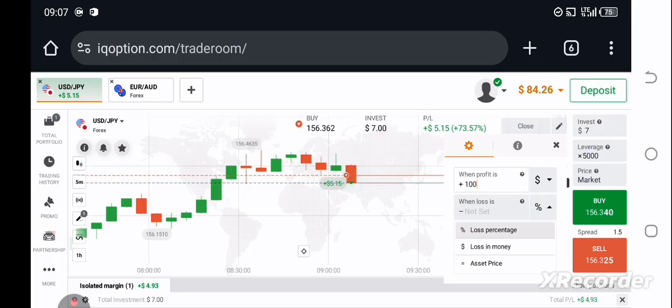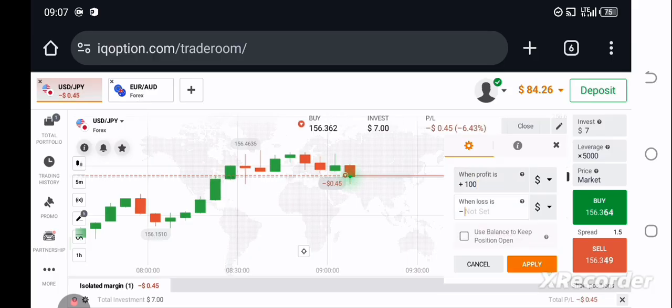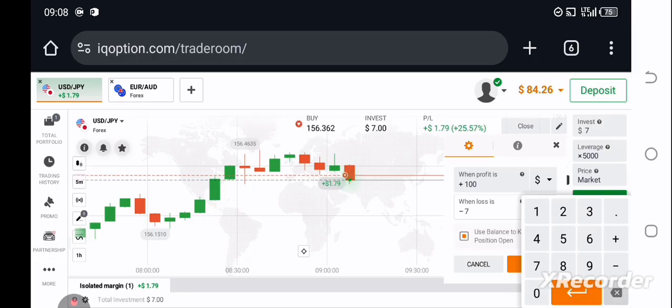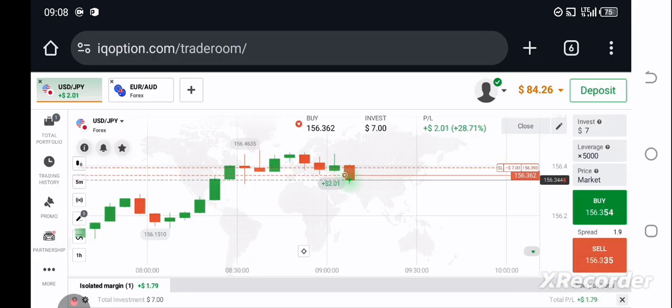So to make this easy for you, that's why I deviated your attention from MT4, because on the IQ Option broker platform it is clearly expressed. Everything is explicit. So you just maybe put it by loss in money. Maybe you say that since you invest $7, by the time you lost $7, the trade should close. Then you apply.